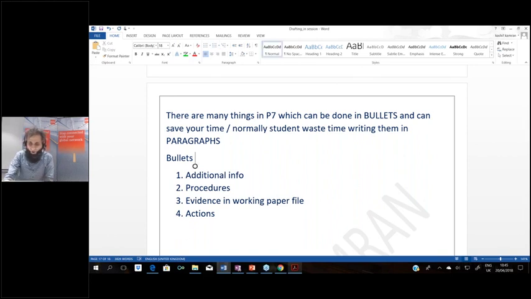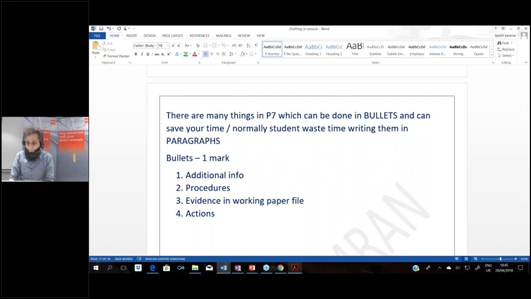And the good thing is all of them carries one mark. So the marking scheme is also the same, right? Additional information is 1 mark, procedure is 1 mark, evidence and working paper file is 1 mark, action is 1 mark. So they all carry 1 mark and they can all be written down into bullets. Can save so much of your time in exam paper, right?